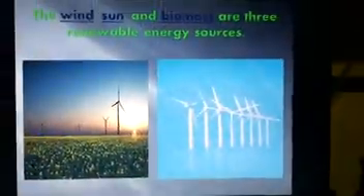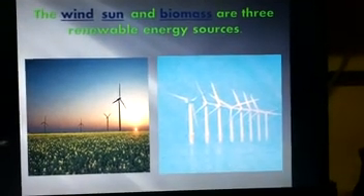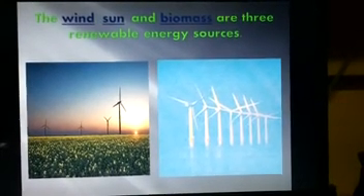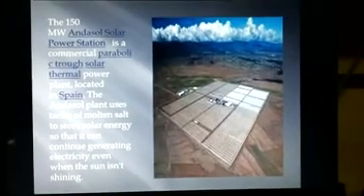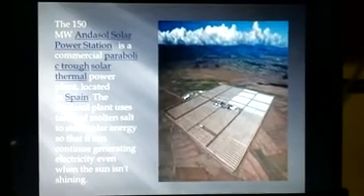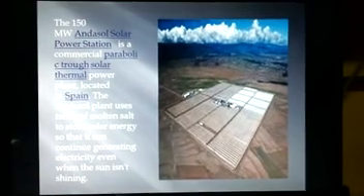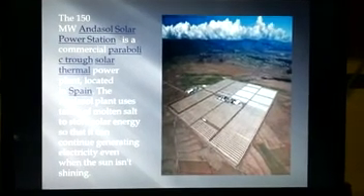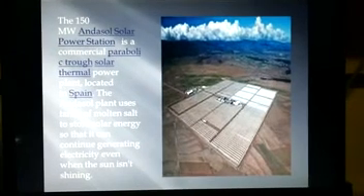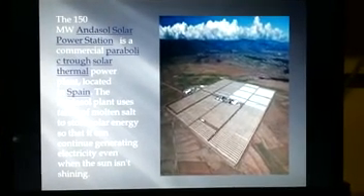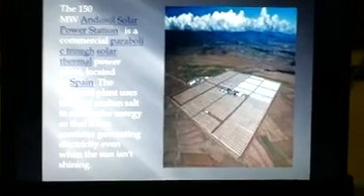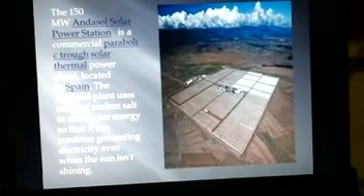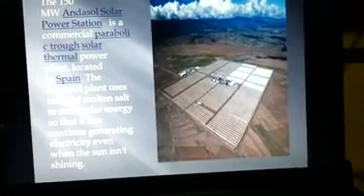So the wind, sun, and biomass are three renewable examples of energy sources. This is also an example of our renewable sources. The 150 megawatt Andasol Solar Power Station is a commercial parabolic trough solar thermal power plant located in Spain. The Andasol plant uses tanks of molten salt to store solar energy so that it can continue generating electricity even when the sun isn't shining.